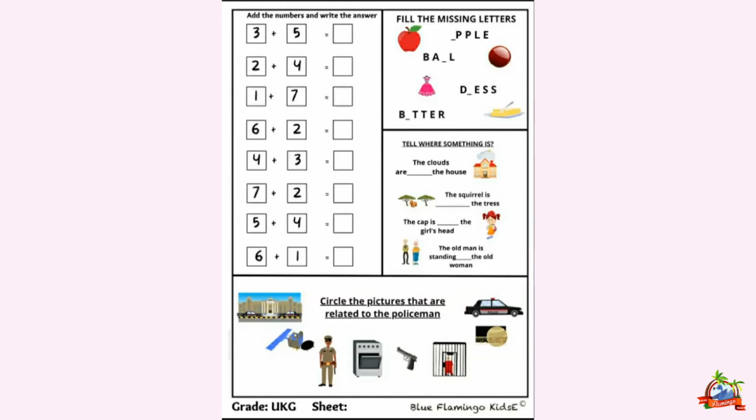D for dog. E for elephant. F for fish. G for grapes. H for horse. I for ice cream. J for joker. K for kite.